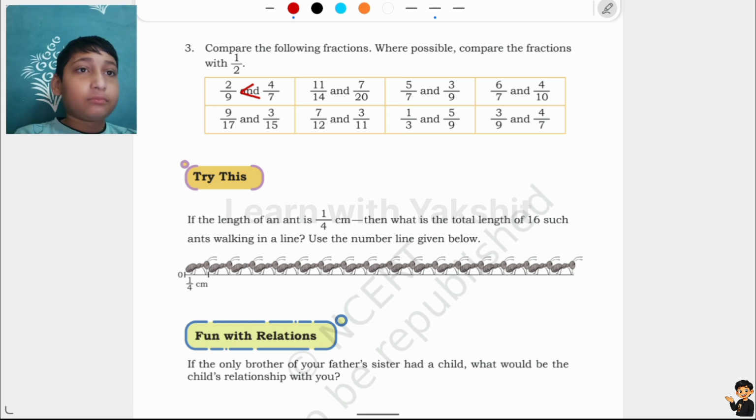Let's do more. 14 is less, numerator is higher. Wait, what did I just say? Okay, 7 upon 20, 11 upon 14. Okay, there's a problem with this. They can't be divisible or made smaller, so this is the smallest form that we can get.